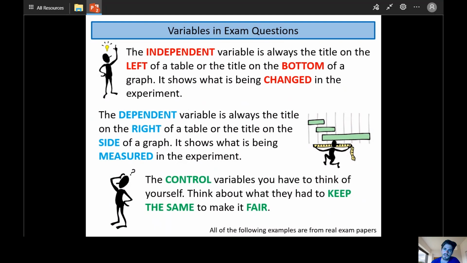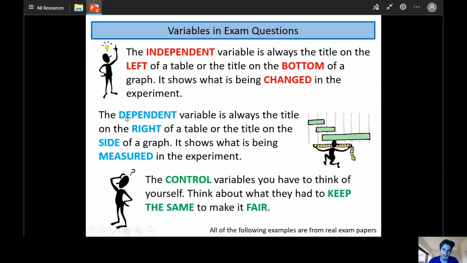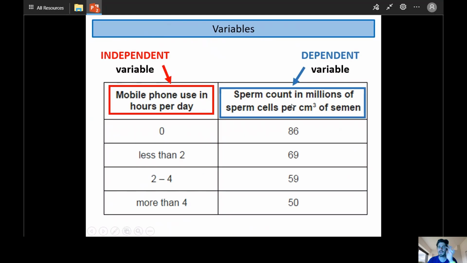Okay, now in exam questions, when you're given a table or a graph, you'll always find the IV on the left side of the table. So the table of results will always show you the independent variable on the left. And the dependent variable will always be on the right of the table. Any control variables, you're probably going to have to think of those for yourself. So you need to think about what needs to be kept the same. Okay, so let's see how that looks on tables.